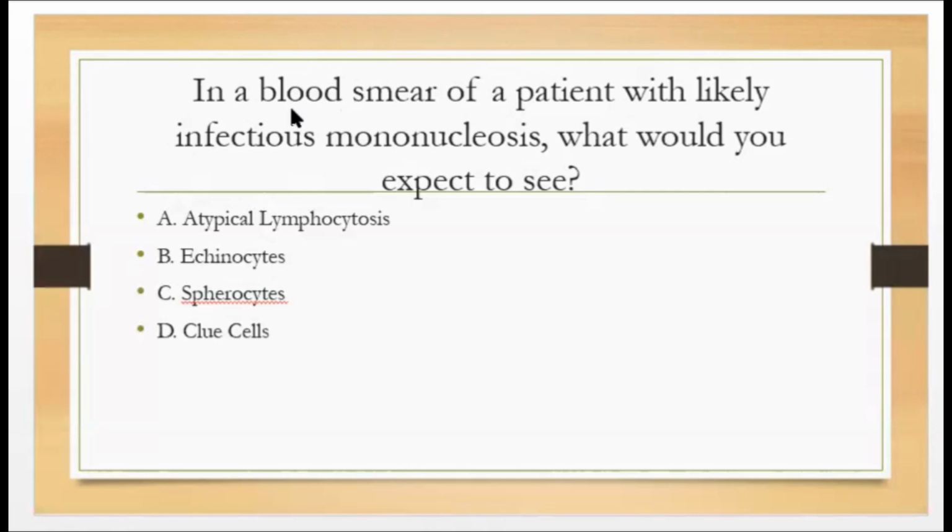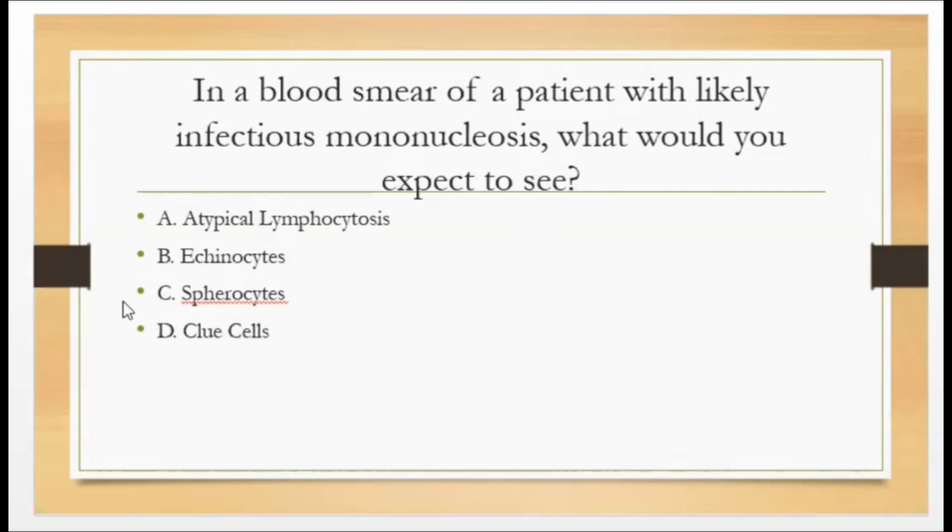So if you say A, you are correct. You can read it up. A is the answer. The presence of atypical lymphocytes is probably the earliest indication of Epstein-Barr virus infection. Okay, it's probably the earliest indication.